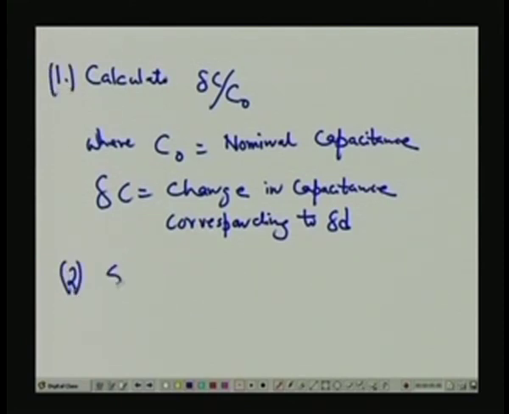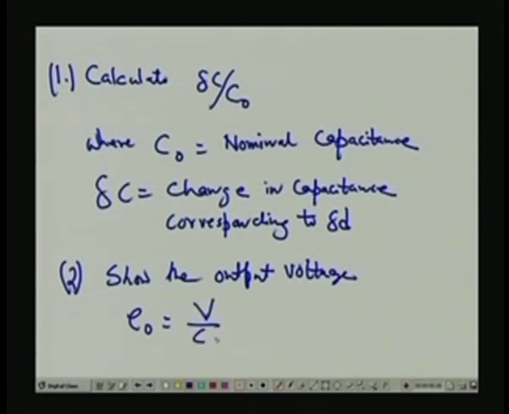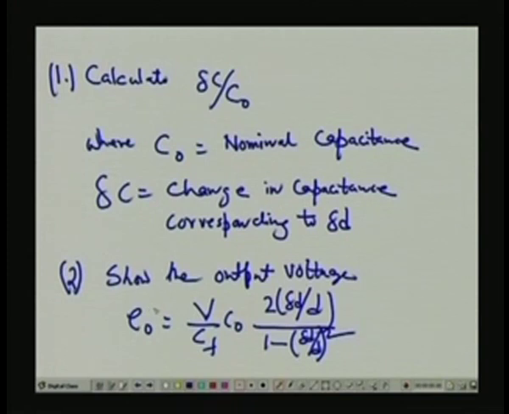Also we have to find number 2, show that, excuse me, the output voltage E naught is equal to V by Cf into C naught 2 delta D by D upon 1 minus delta D by D whole square, right. Now, the push pull configurations we will show in the next slide.